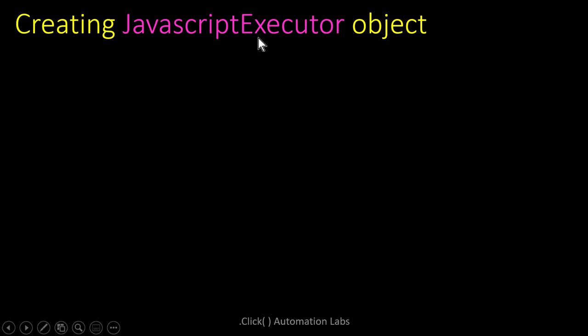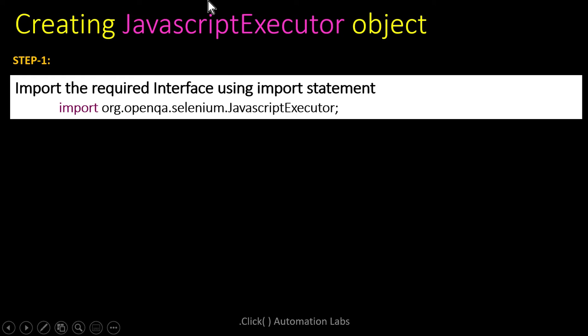The first topic, creating a JavaScript executor object. As you know, if you want to work with any new class or method, it is very important to know how to create an object. Similarly, let us look at how to create an object for JavaScript executor. To access any method, it is required to import the class. This is the class we are importing to access the JavaScript executor: org.openqa.selenium.JavascriptExecutor. This is the first step.